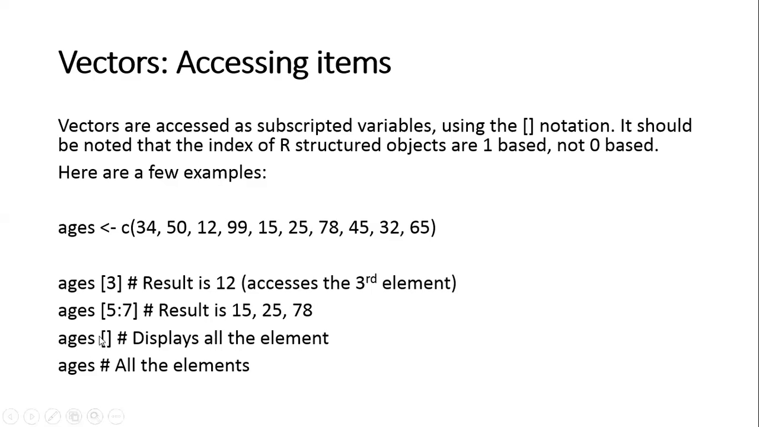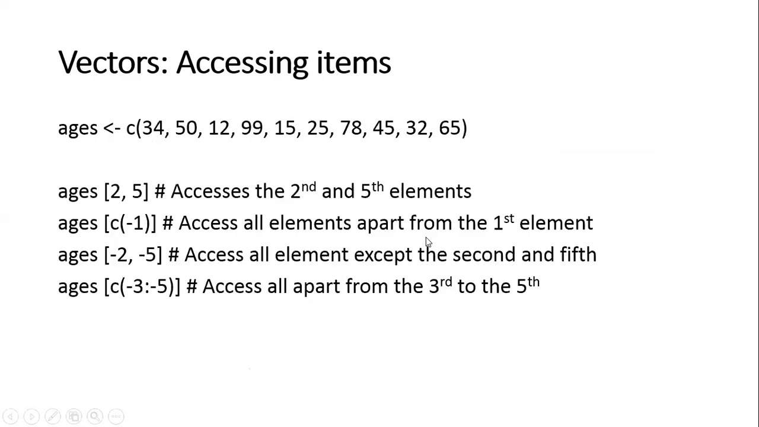If you just say ages with nothing in the brackets, it displays all the elements. If you say ages without putting square brackets at all, it displays all the elements as well. Okay. If you say ages 2, 5, that will give you the 2nd and the 5th, which are what? What numbers are those? 50 and 15. All right, thank you.